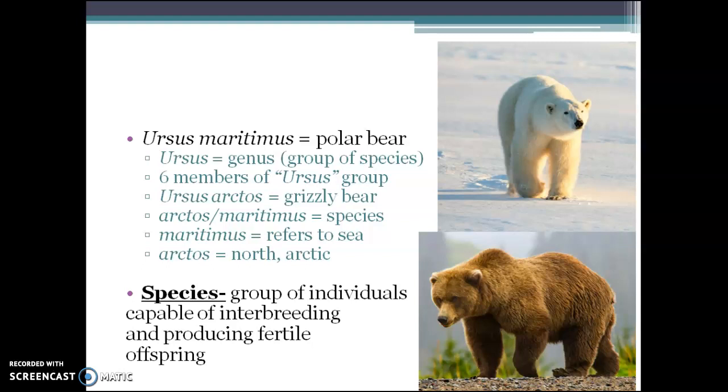And arctos referring to the north or the Arctic, in terms of the grizzly bear being a more northern hemisphere species. And so that brings up a point of, what is a species? A species is a group of individuals that are capable of interbreeding, and here's the key, producing fertile offspring. So fertile means the offspring can have their own offspring. Okay. The opposite of fertile would be sterile, which means they are not able to reproduce.